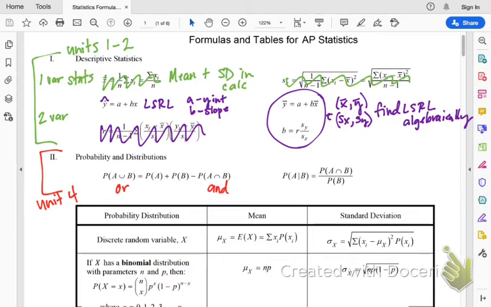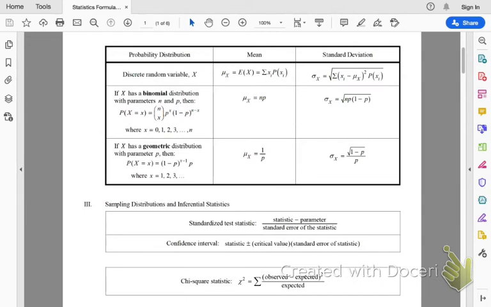And the second one is the conditional probability, which is the probability of A given B equals the probability of A and B over the probability of just B. So that's just a quick way to find the conditional probability. The next part, this is also unit 4, but we're getting into discrete probabilities.